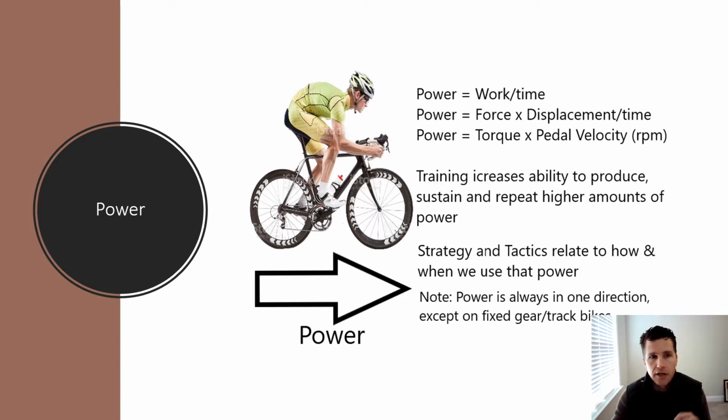Something else to note here is that power only drives the bike in one direction, moving the bike forward, with the one exception of if you were on a fixed gear bike or a track bike and you back pedal, it can create force in the opposite direction. Now I said on the last slide, if you want to go faster, you can either increase your power or decrease the opposing forces. Focusing on power, you can either push harder or spin faster.